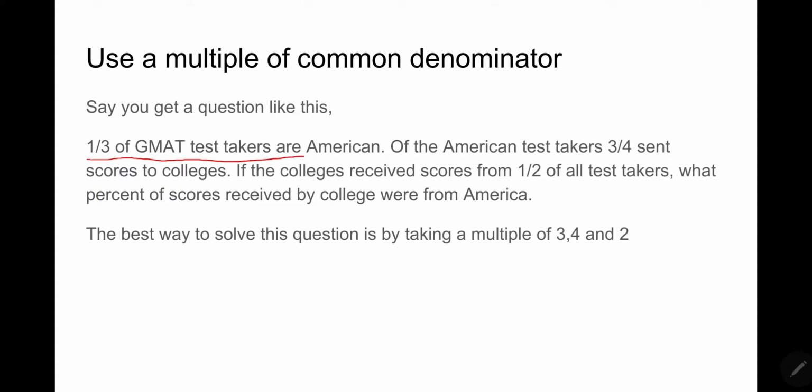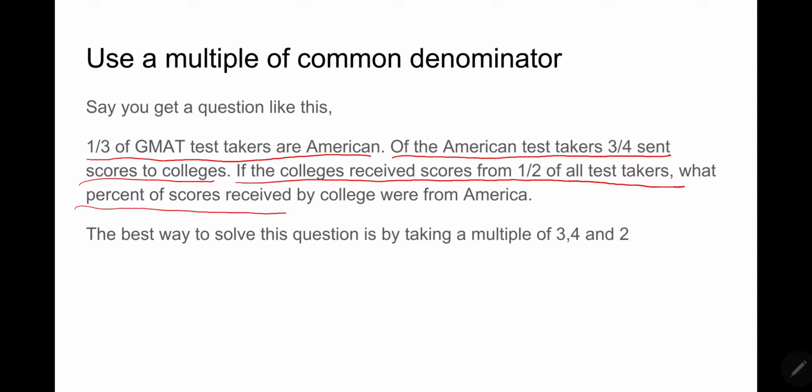1/3 of GMAT test takers are American. Of the American test takers, 3/4 sent scores to colleges. If the colleges received scores from half of all the test takers, what percent of scores received by colleges were from America? The best way to solve this question is by taking a multiple of the denominators 3, 4 and 2, which is 12. But first let's solve this using equations.